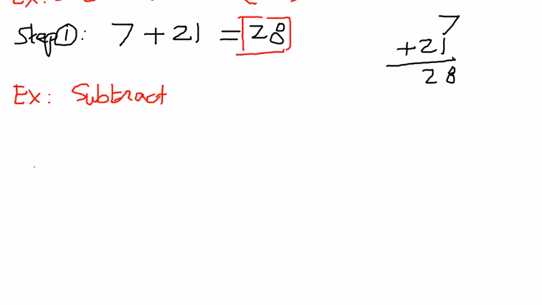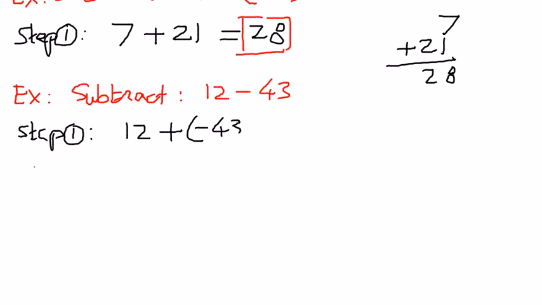43 from 12. So we have 12 minus 43, like that. So as a first step, we're going to write the first number as is, 12, with a positive sign, and the opposite of 43 is negative 43. The opposite of 43 is negative 43, and therefore 12 minus 43 is going to be equal to negative 31. Did we do the math correctly?